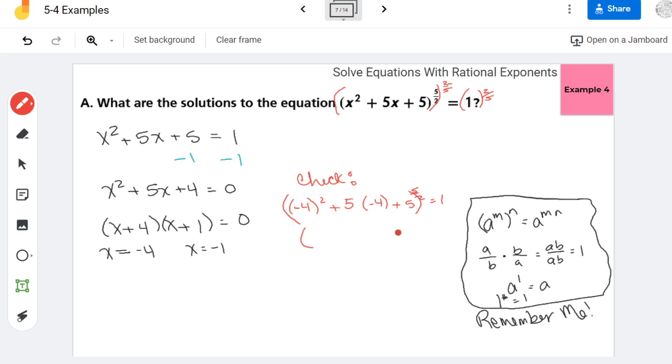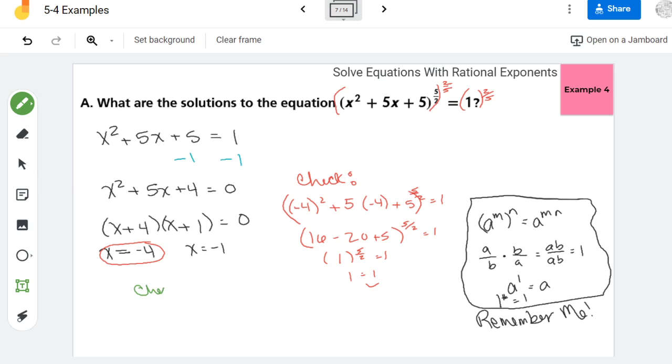Alright, so kind of cleaning up these parentheses a little bit. -4 squared is 16. 5 times -4 is -20. So 16 minus 20 is -4. Plus 5 is 1. And 1 to any power is 1. So -4 is certainly a solution.